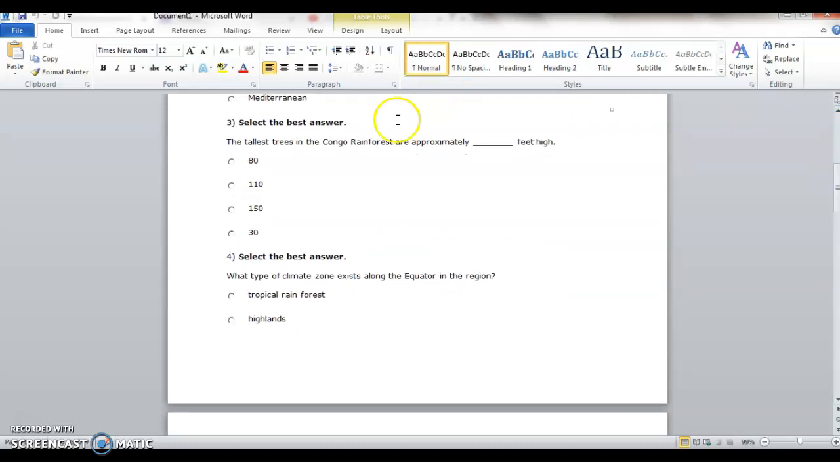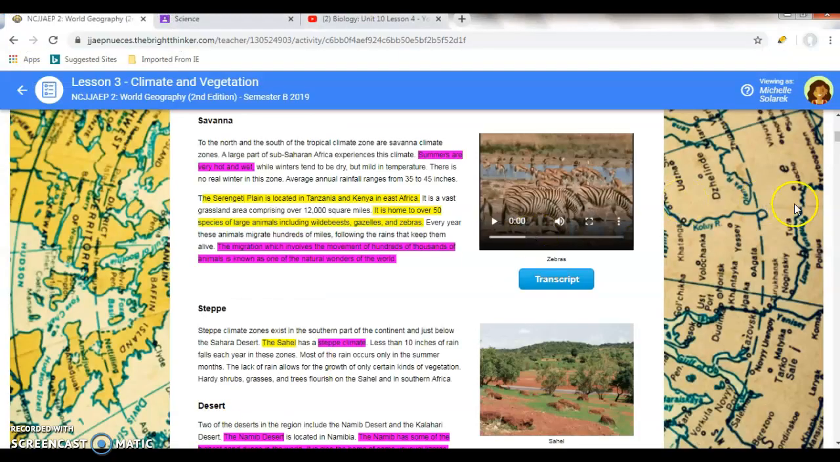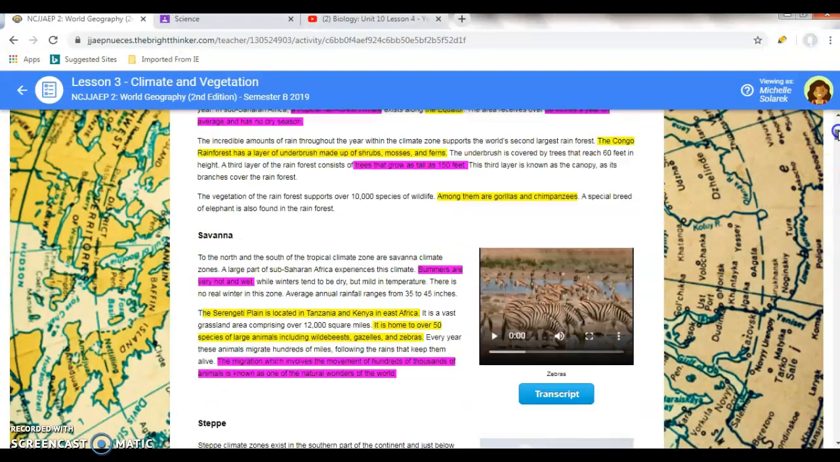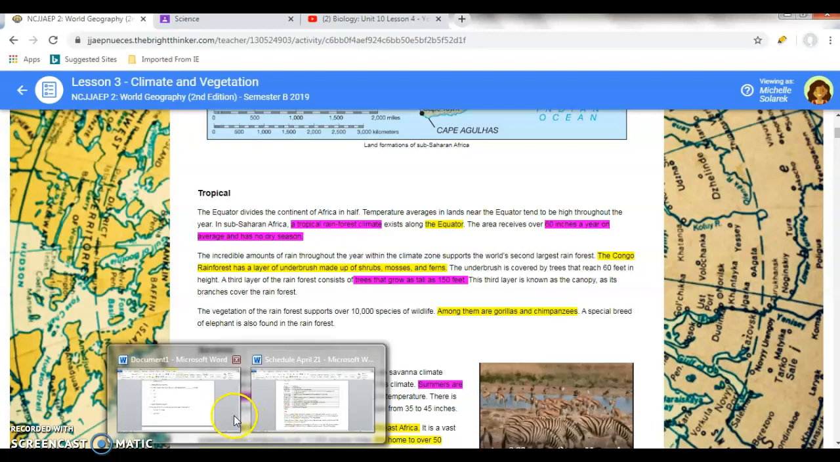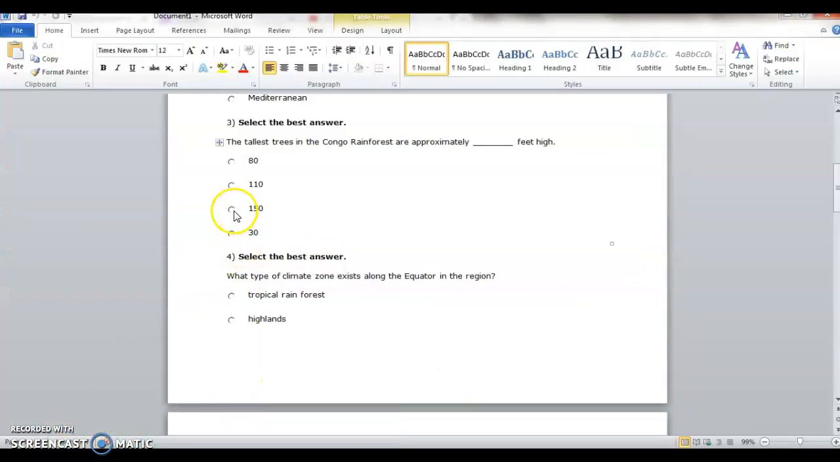Number 3, the tallest trees in the Congo rainforest are approximately blank feet high. This we could go up as well. So we see the Congo rainforest has an underbrush, and the trees grow 150 feet tall. Trees also reach 60 feet in height, so we'll go ahead and put 150.